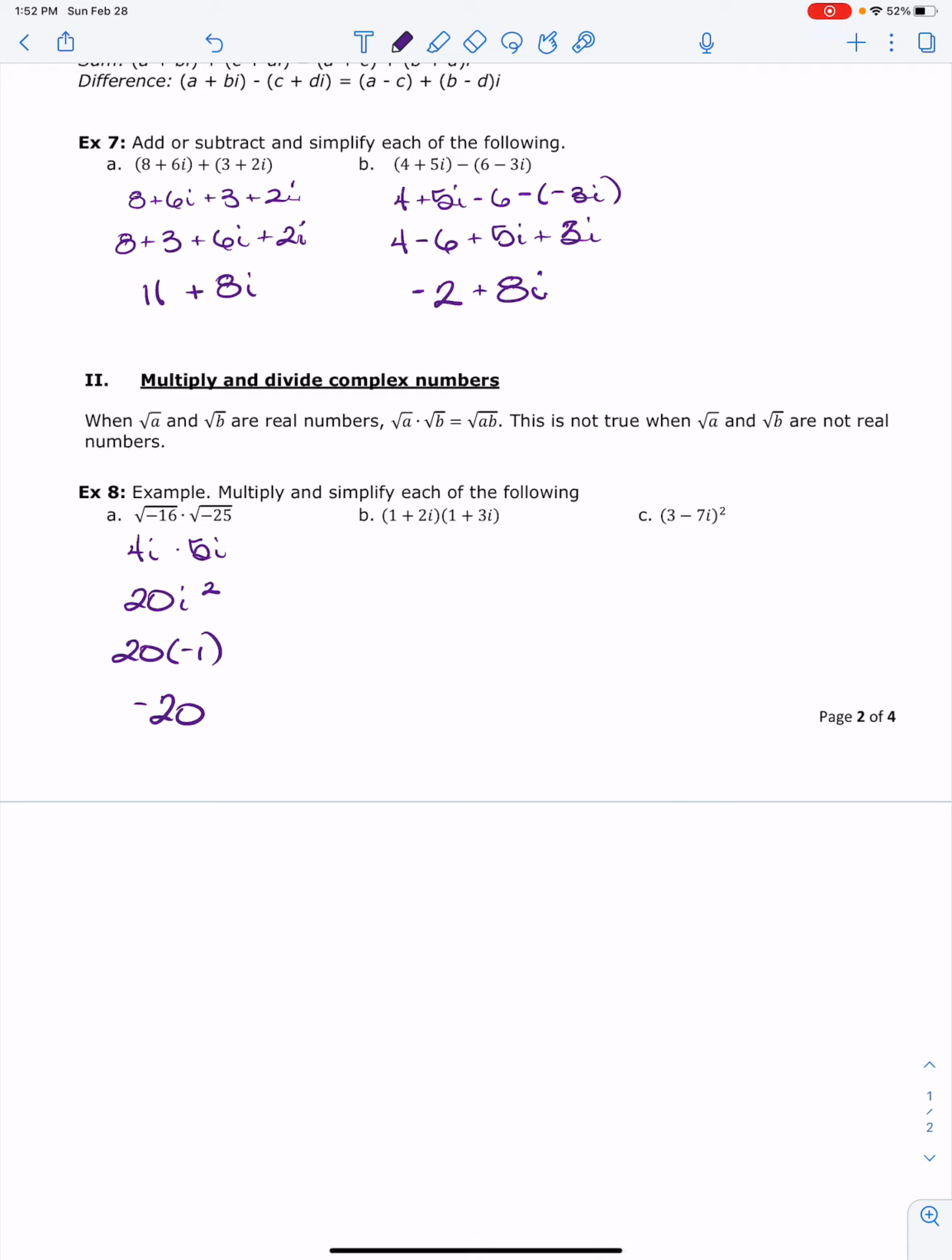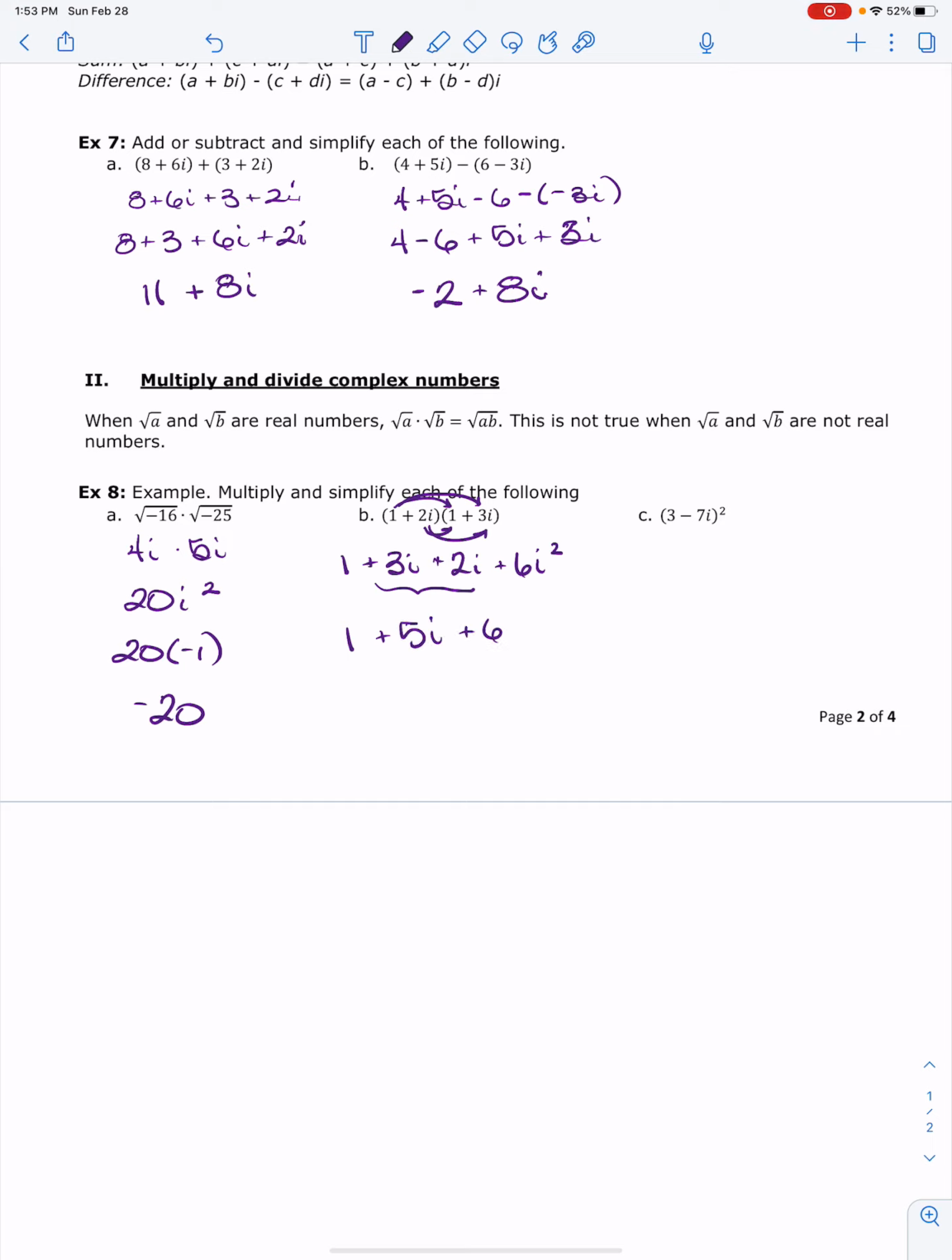B, we want to multiply these two binomials. We are going to go ahead and multiply just like we would a polynomial with a variable. So we're going to use the FOIL method to start. I've got 1 times 1, which is 1, plus 1 times 3i, which is 3i. 2i times 1 gives me a 2i. And 2i times 3i gives me a 6i squared. I am going to combine these like terms. I get 1 plus 5i.